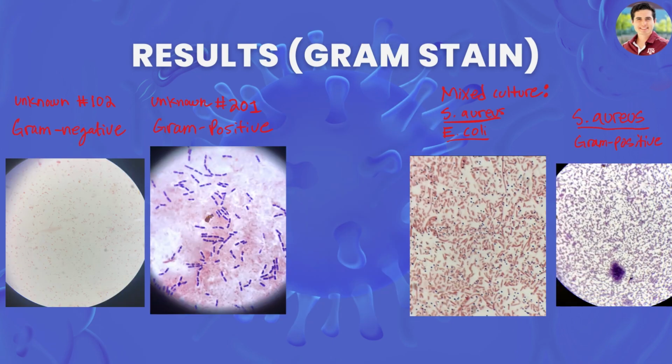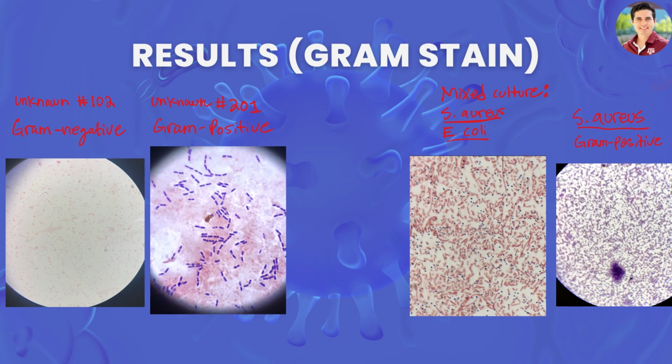Next, we performed a gram stain on several microorganisms, such as our unknown 102, unknown 201, S. aureus, and a mixed culture that contains S. aureus and E. coli, which provides us a control. And this contains a gram-positive cocci and a gram-negative bacilli, which allows us to verify if our staining was done correctly.